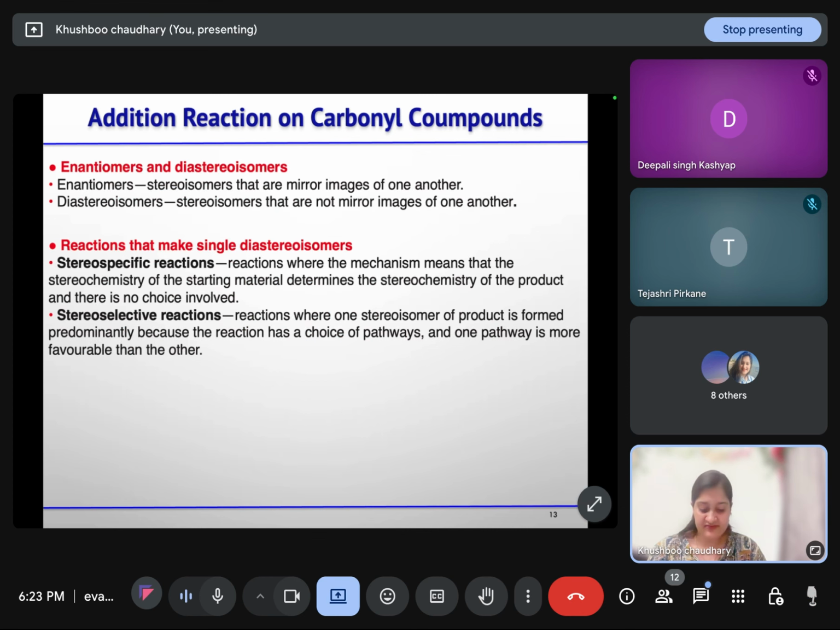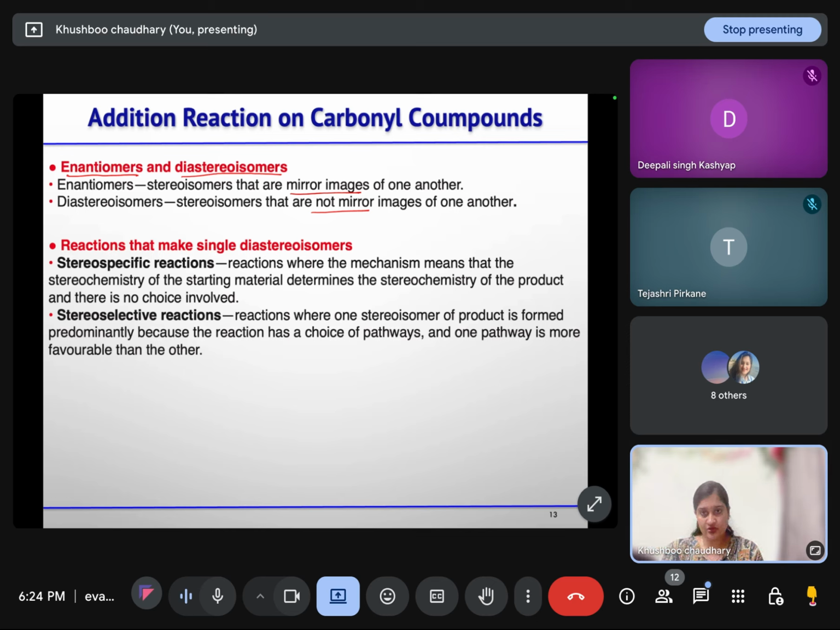Now you should know about two terms, enantiomers and diastereomers. Enantiomers are those stereoisomers that are mirror images of each other, and diastereomers are those compounds that are not mirror images of one another. We will see examples in the further slides.